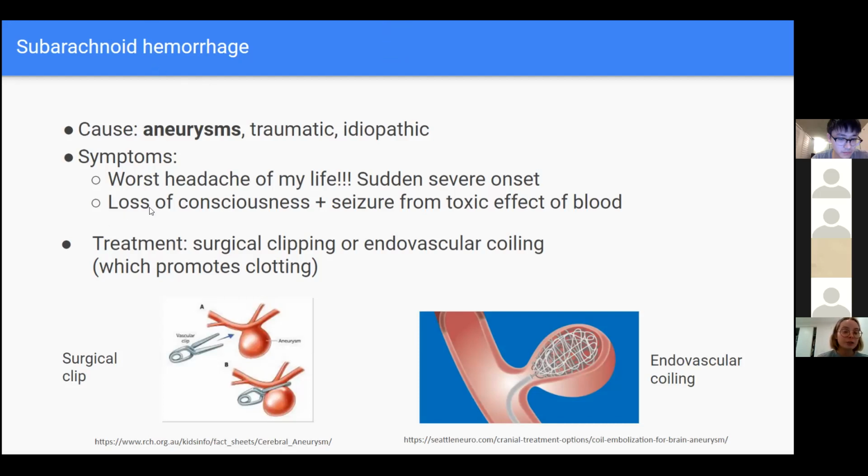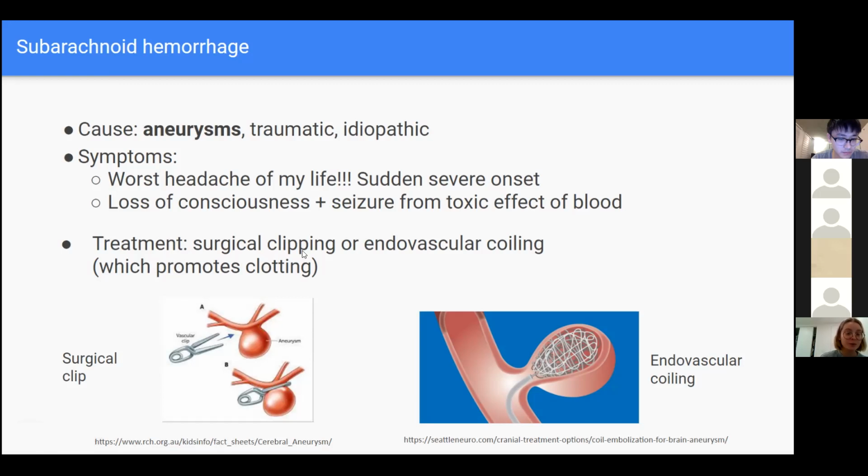And if there was also loss of consciousness plus seizure, this is another type of subarachnoid hemorrhage, when there was a complete tear of the aneurysm, which creates a really toxic effect in the brain from the blood products. That creates loss of consciousness, seizure, coma, and you really have to think about subarachnoid hemorrhage in that case.